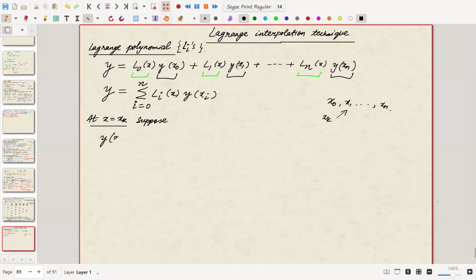Then what is y at x equals to xk? Any ideas? So you will have L0 at xk, right? But y at x0, isn't it? What you just did, instead of this x, you just substituted xk, nothing else. Then what is happening? L1 of xk times y1, yes, good. So until Ln of xk.